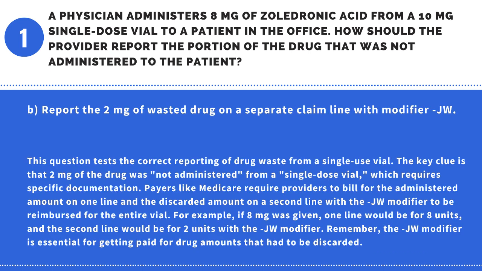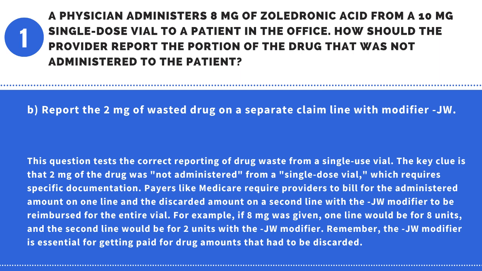Answer: B. Report the 2 mg of wasted drug on a separate claim line with modifier JW. This question tests the correct reporting of drug waste from a single-use vial. The key clue is that 2 mg of the drug was not administered from a single-dose vial, which requires specific documentation. Payers like Medicare require providers to bill for the administered amount on one line and the discarded amount on a second line with the JW modifier to be reimbursed for the entire vial.